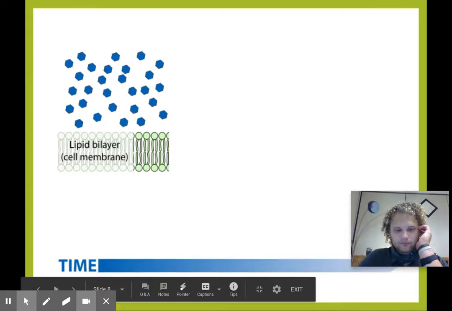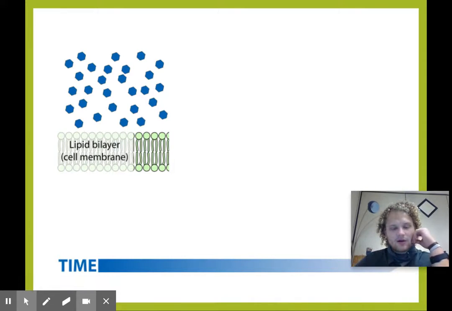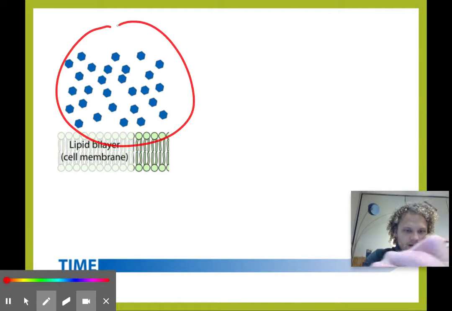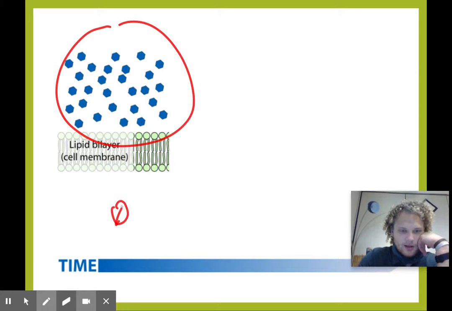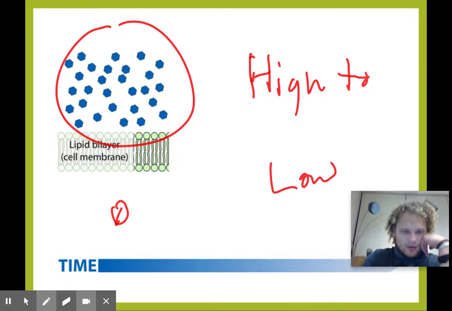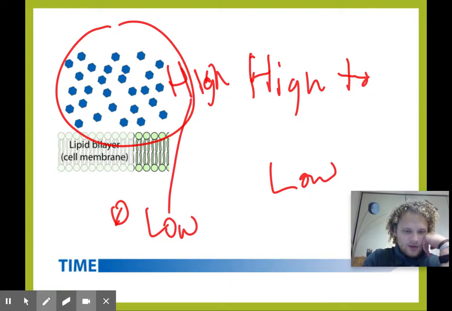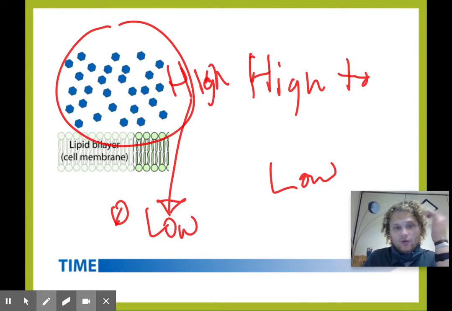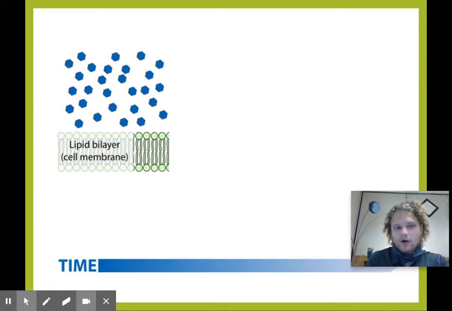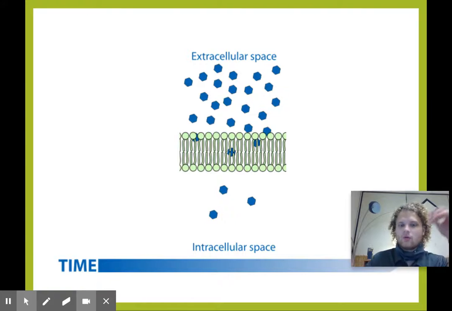All right, so we're talking about our lipid bilayer. We have our cell membrane here, and then over time, let's count the particles. We have a bunch of particles here, and we have 0 here. So when we're thinking about high to low, you can write high here, and we got low here. So it's going to go from high to low if we're talking about diffusion or osmosis. We have a high concentration up top and a low concentration down. So we're going to go from high to low.